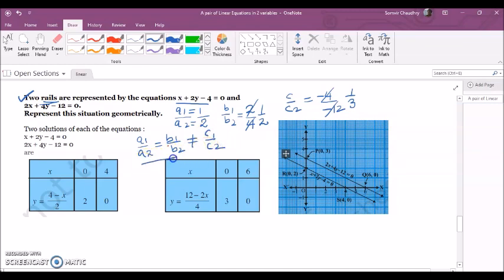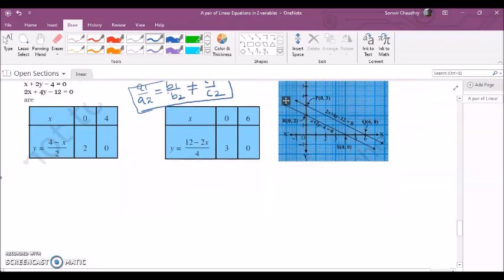So when we get this kind of condition, what happens there? No solution. No solution means these lines will not intersect, and you can see easily these lines are not intersecting anywhere. These are parallel lines, right? But we are going to represent these equations graphically. So one by one, let us try to find their solutions.